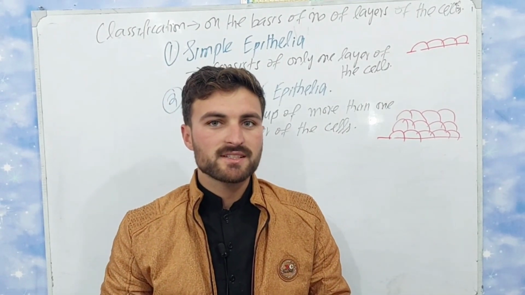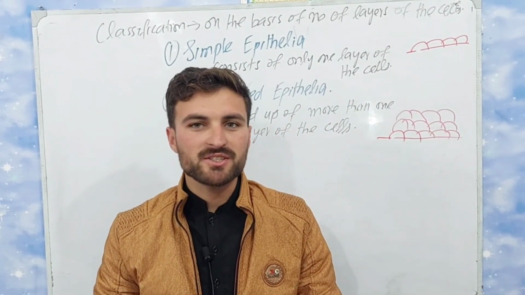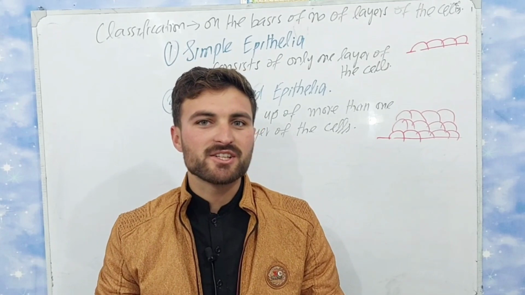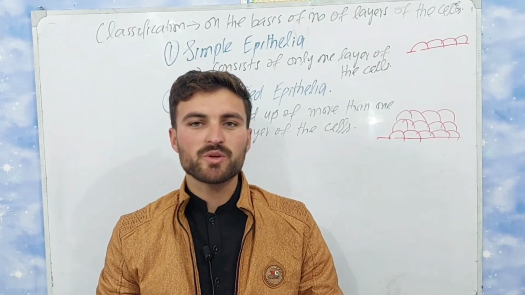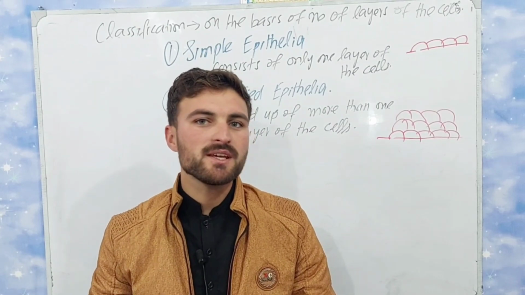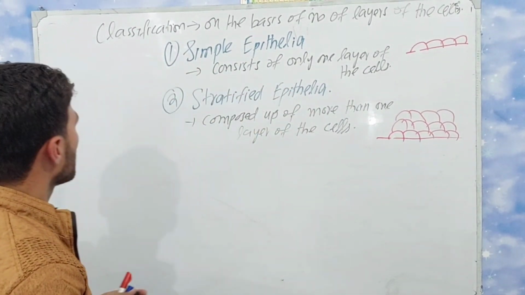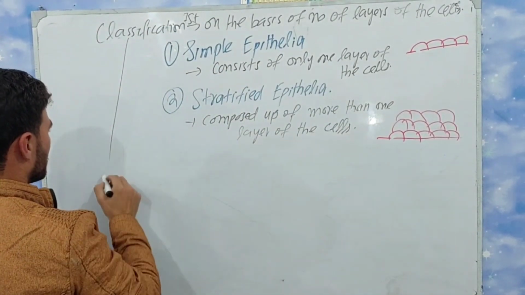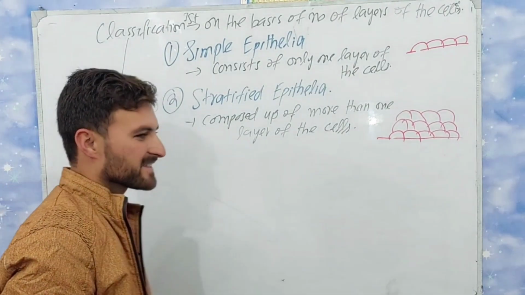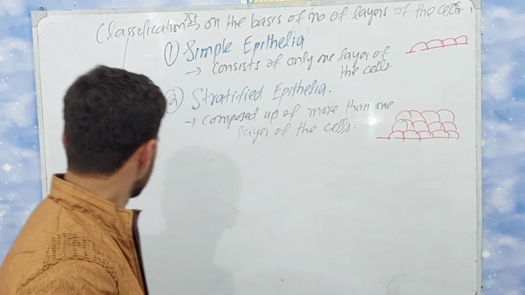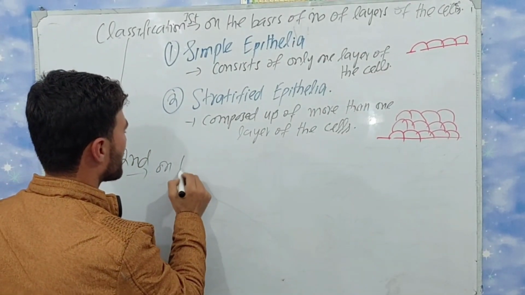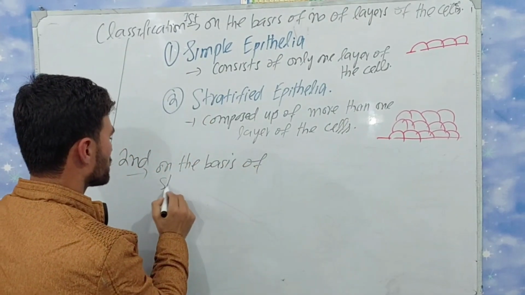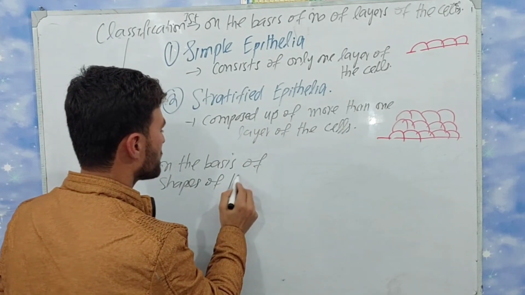After having discussed the first kind of classification, which is on the basis of the number of layers, now let's discuss the second classification, which is on the basis of the shapes of the cell. Let's name the first one as the first, and the second one as the second. So this second classification is on the basis of the shapes of the cell.